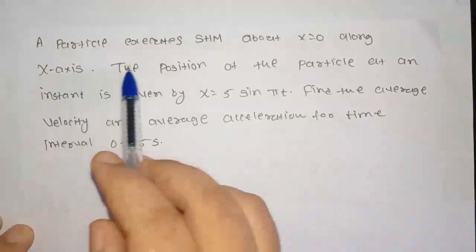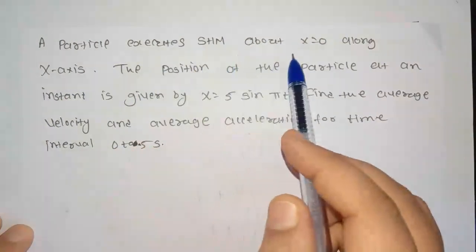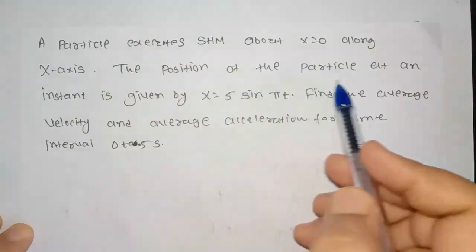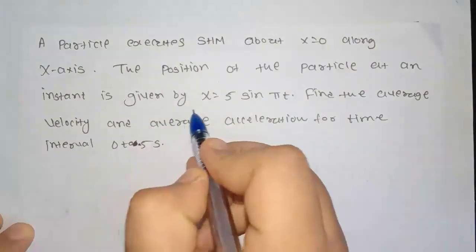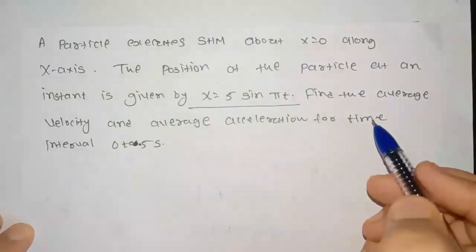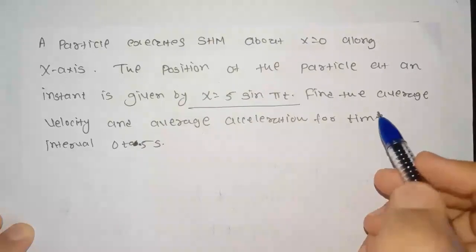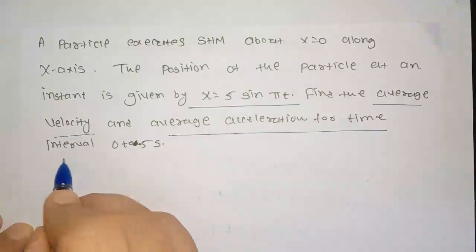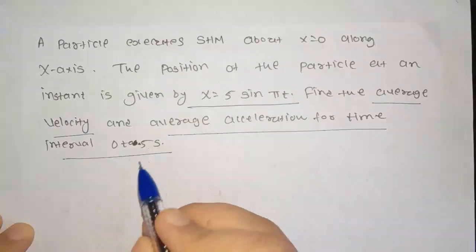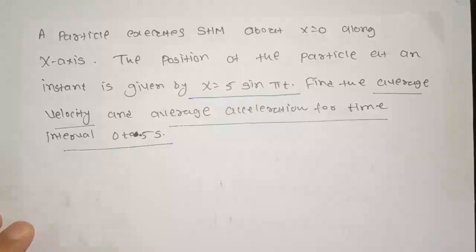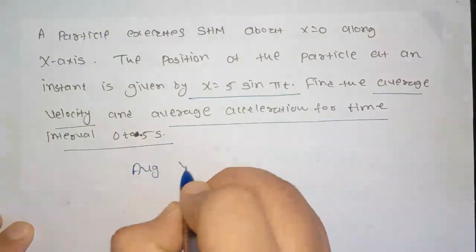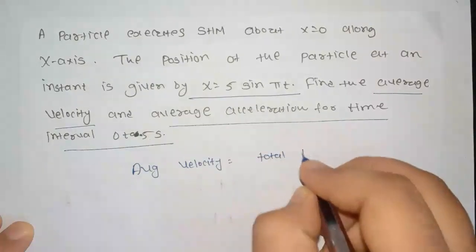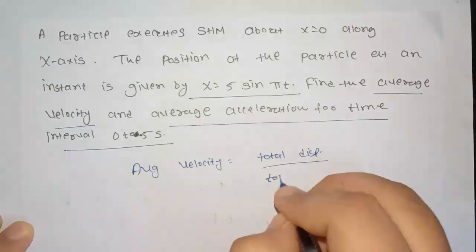In this example, a particle executes SHM about point x equals 0 along x-axis. The position of the particle at an instant is given by x equals 5 sine pi t. We want to find the average velocity and average acceleration for time interval 0 to 0.5 second. The formula of average velocity is total displacement upon total time.